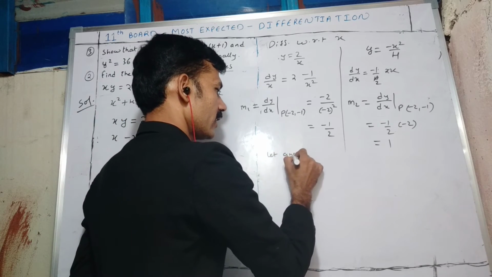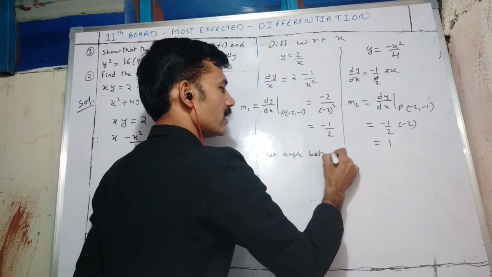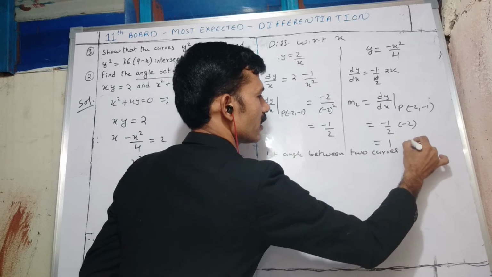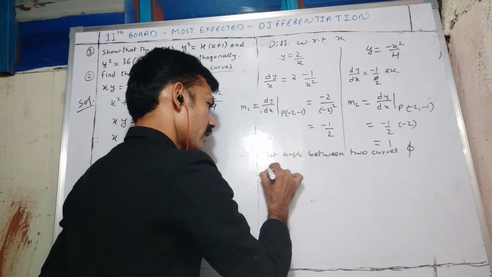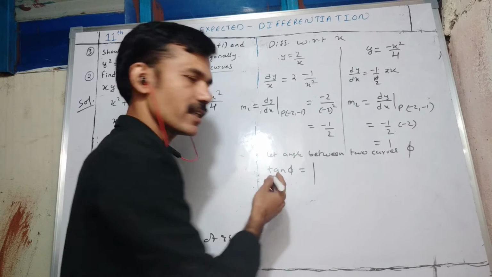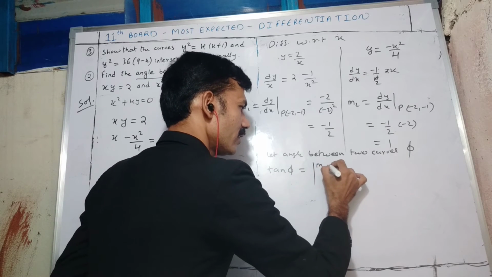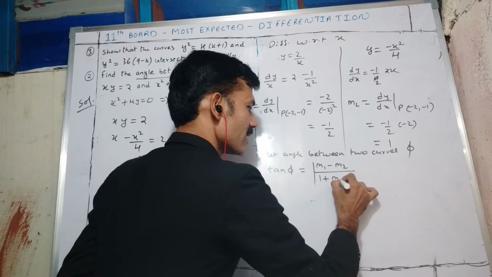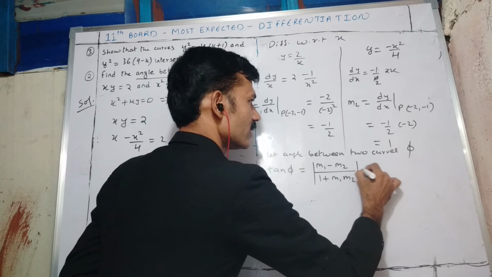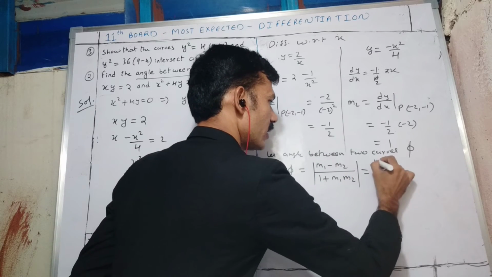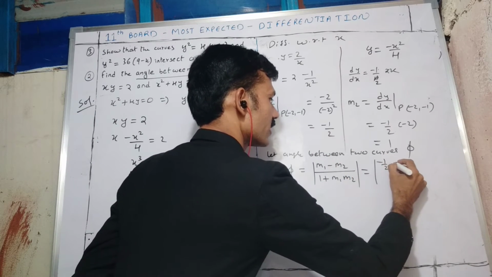Okay, let the angle between the two curves be phi. Then tan phi will be equal to, when two slopes are known, we can find the angle between them, no? (m1 minus m2) by (1 plus m1 into m2). Now just now we found the slopes. Substitute. One slope is minus half, another slope is 1.